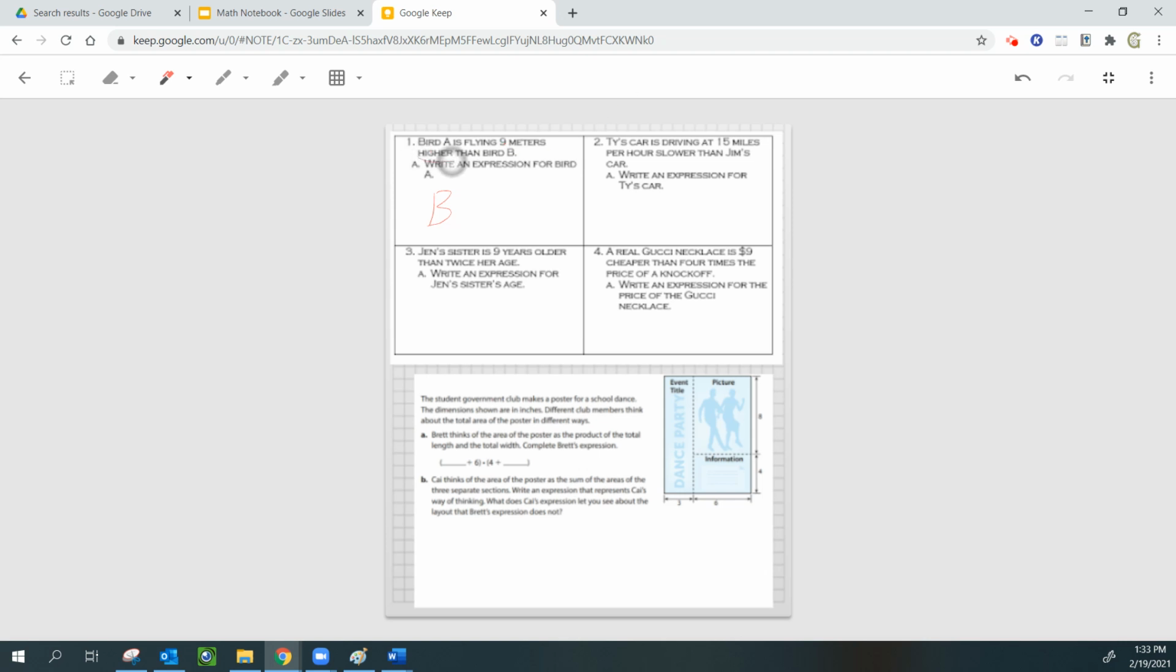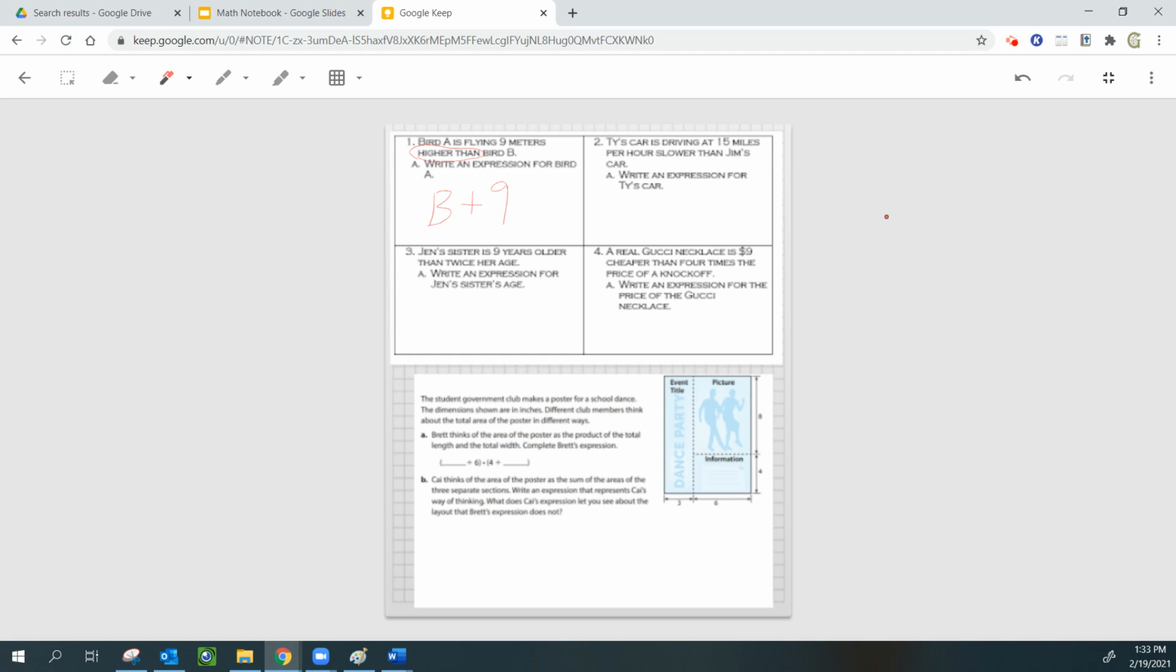So I need to think about what higher than means, what it's going to tell me. To be higher means you're up more, so that should be an adding thing. So I'm going to add 9. And that's it. That's going to be my expression that I have there. So I'm kind of reading the problem, figuring out what the variable is, and then what I do with the variable to get to my answer.